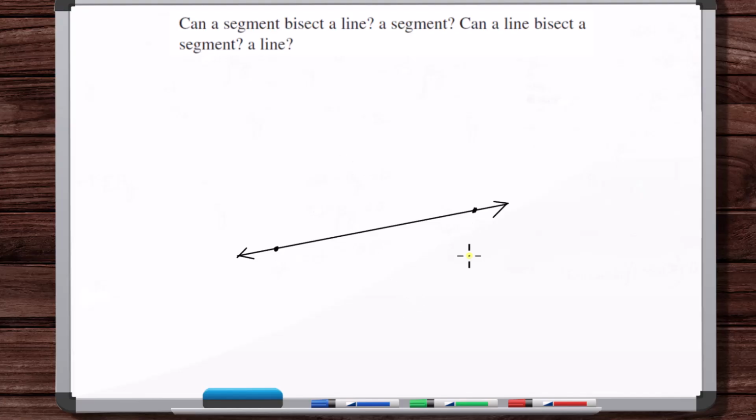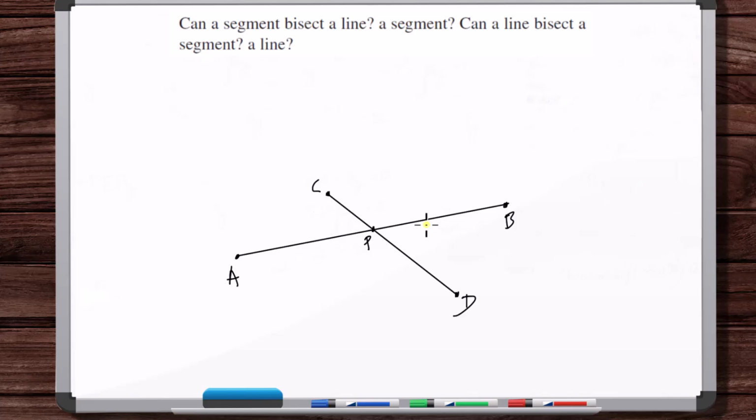Now, what about a segment? Can you bisect a segment? So we'll turn this into a segment, and we'll draw another segment, say CD. Here's point P. Yes, it definitely can. Because in this case now, if the length of AP is equal to the length of BP, then segment CD bisects segment AB. So yes.